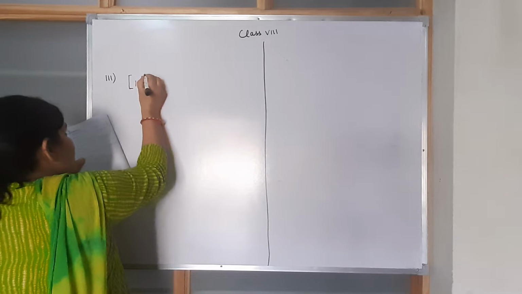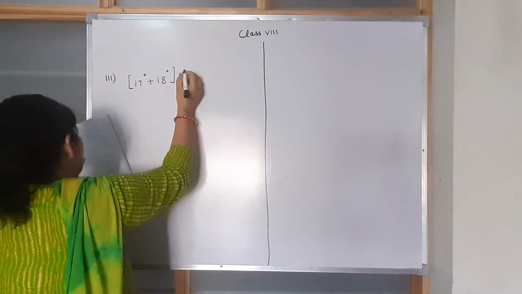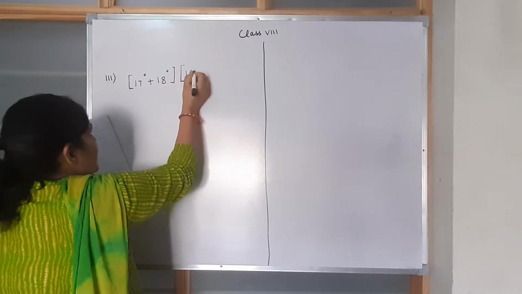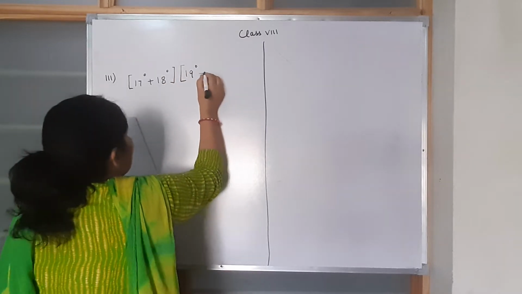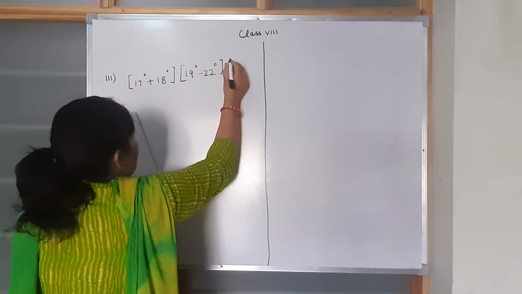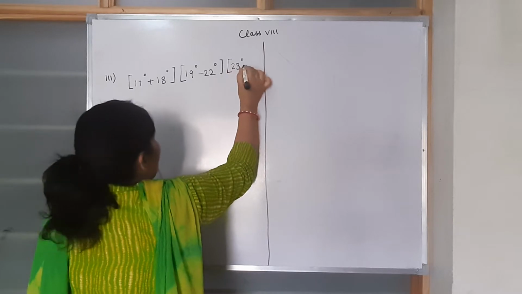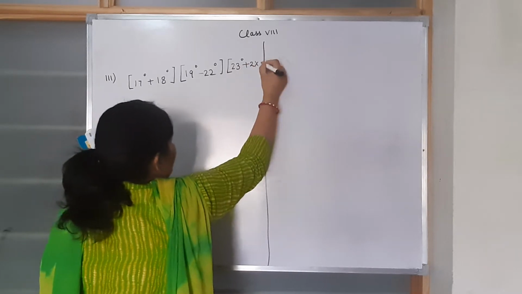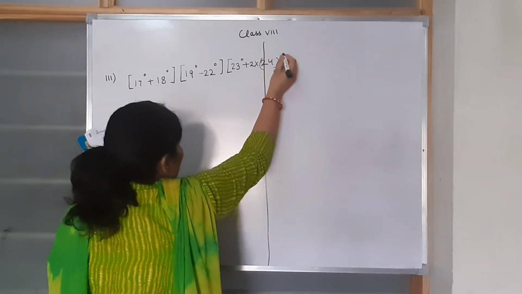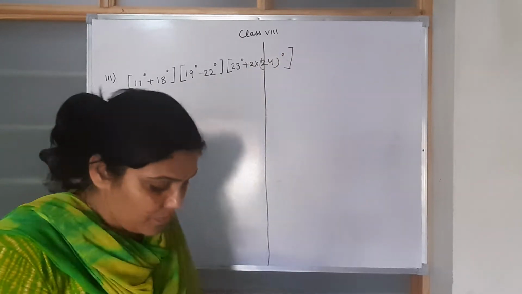7 raised to the power 0 plus 18 raised to the power 0. Then we have 19 raised to the power 0 minus 22 raised to the power 0. Then we have 23 raised to the power 0. And then we have 2 into 24 raised to the power 0. I hope everybody is very much clear with this. So now just look here.